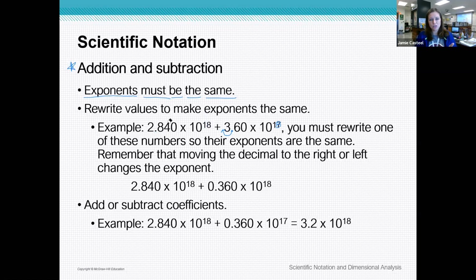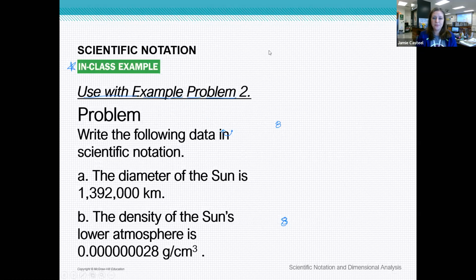Let's be honest, guys, you can use your calculator for these. So here, if I did this, that should be an 8 here. Then I could just add or subtract my coefficients and my exponent stays the same. So that's adding and subtracting. Get the exponents to be the same. Oops. We already did that.